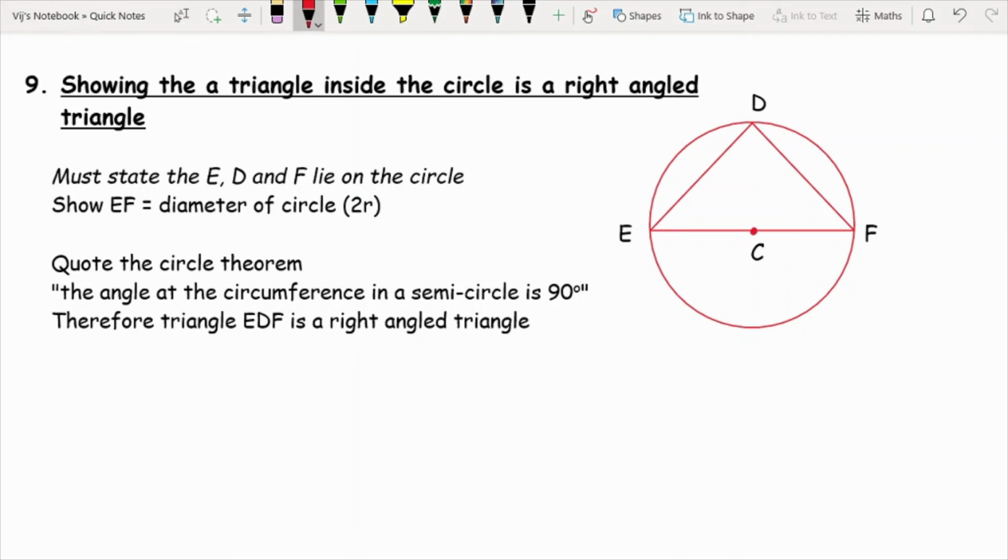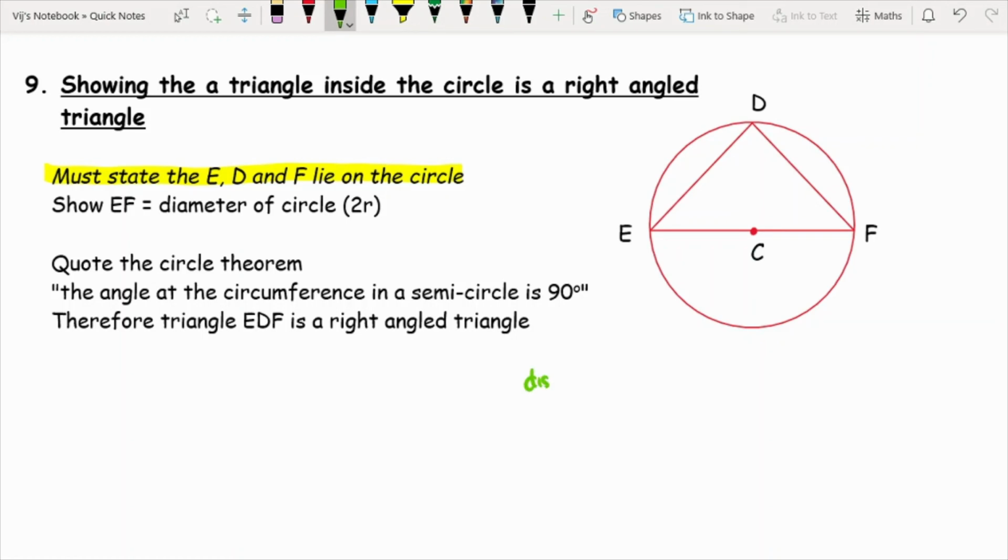For this, it must state that EDF lie on the circle, so the first thing you want to do is make sure that EDF lie on the line. Now it might be stating the obvious, and in some cases the question will say that these three coordinates lie on a line, show that the vertices make a right angle triangle. So the first thing you want to do is show that EF is the diameter of the circle. How can we do that? Well, you use the distance formula.